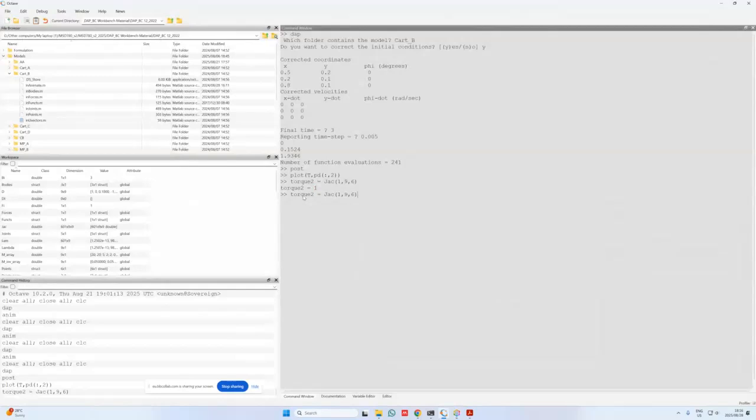But now to get the actual reaction force, or the reaction torque in this case, I'm just going to say it's actually torque 2, which is equal to Jacobian. I'm going to consider it for all of the time steps. It's still going to be constraint 9 that I consider, and coordinate number 6. And then I'm going to type dot star, so that just means I'm using element-wise multiplication. And I'm going to multiply this with the corresponding Lagrange multipliers, which are the reaction forces without their adjusted signage.